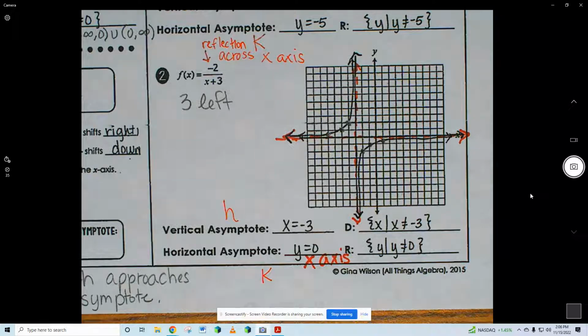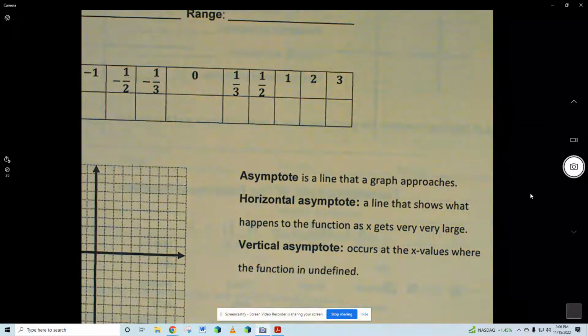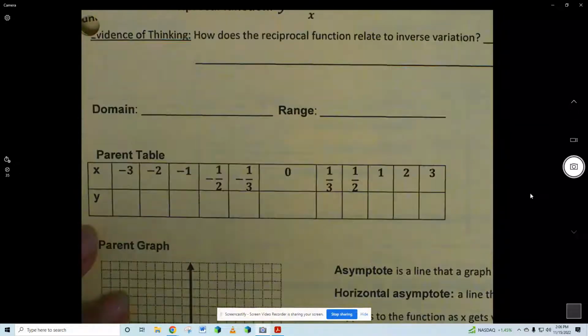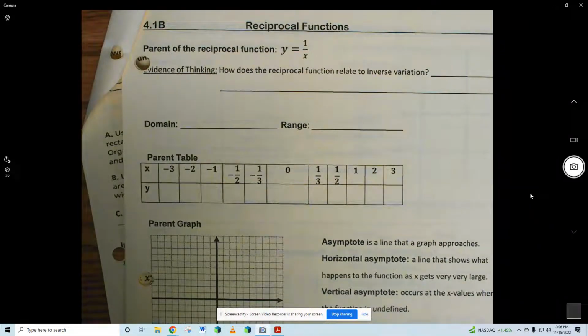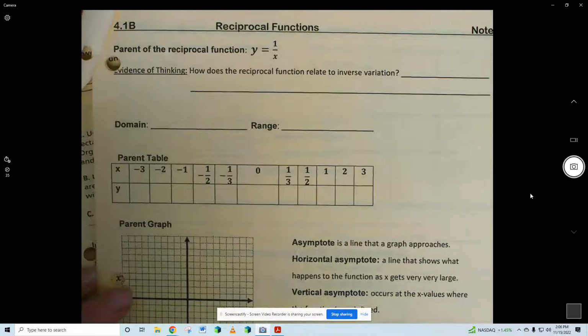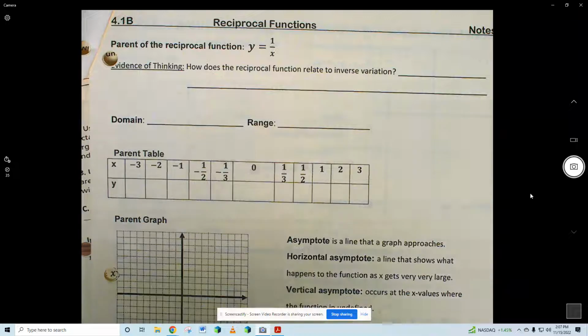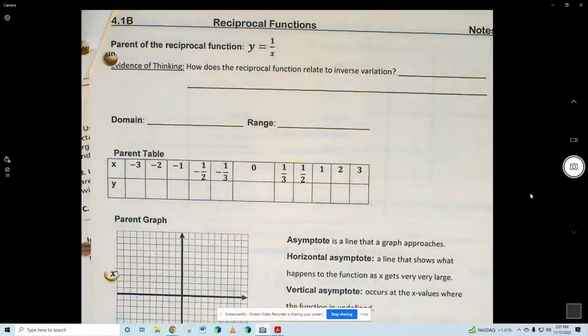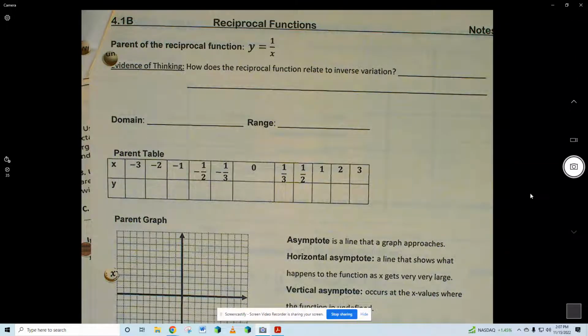All right, now I want to start with notes. So I'm going to take off this graphic organizer. And let's get started. All right. The parent function is y equals 1 over x. That means I have no shifts horizontal, no shifts up or down.